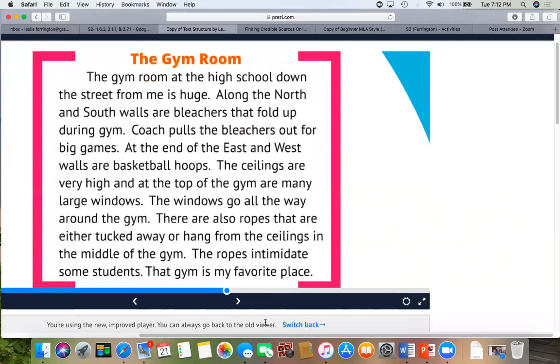The gym room. The gym room at the high school down the street from me is huge. Along the north and south walls are bleachers that fold up during gym. Coach pulls the bleachers out for big games. At the end of the east and west walls are basketball hoops. The ceilings are very high, and at the top of the gym are many large windows. The windows go all the way around the gym. There are also ropes that are either tucked away or hanging from the ceiling in the middle of the gym. The ropes intimidate some students. That gym is my favorite place.